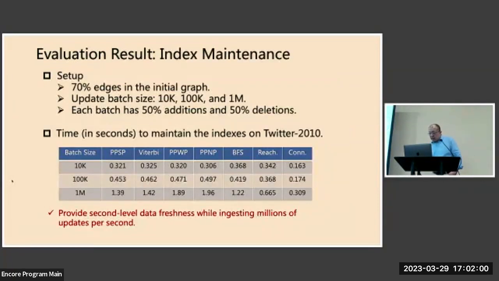Finally, we want to report the result on the overhead of maintaining the index. The experiment is designed in this way. Initially, the graph contains 70% of the initial graph, and then we divide the rest into different batches. This is the ratio between the addition and deletion of the edges. In this table, we can see that based on the batch size for the different algorithms, the time of updating the index is mostly smaller than a second, unless the batch is very large. So it means that we can still provide very good freshness.